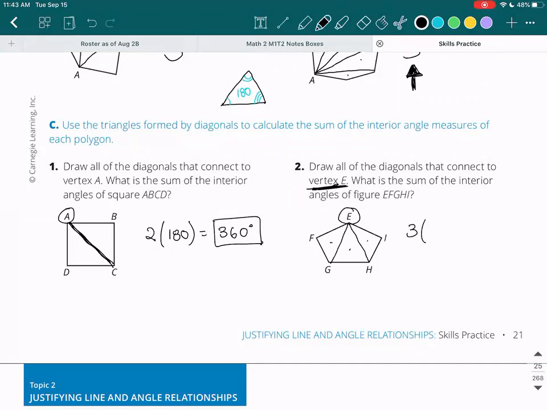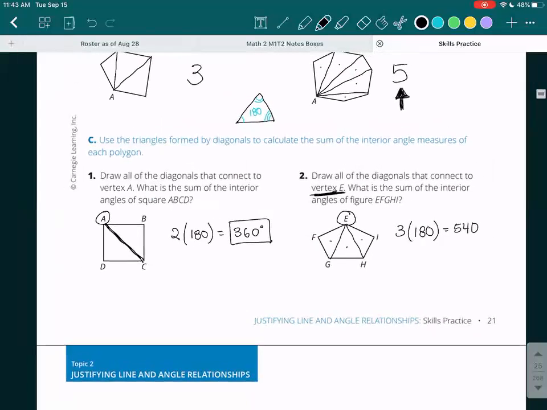We multiply this by 180. 180, good. And then you get 540. 540. Okay. Good. Any questions on 1 and 2?